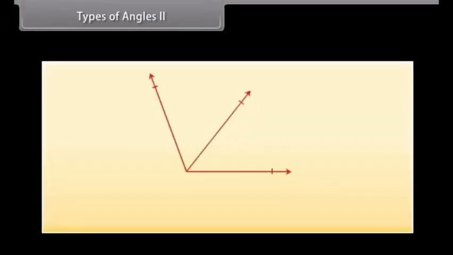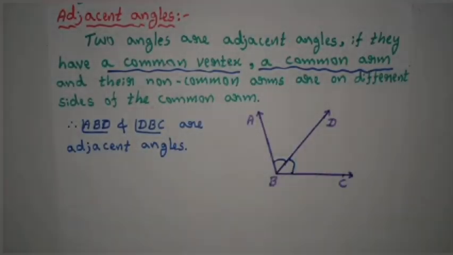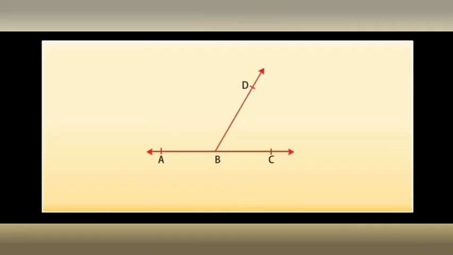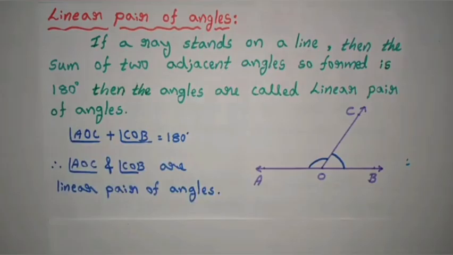Another question for you. What do we call those angles that have a common vertex, a common arm, and their non-common arms are on different sides of the common arm? They are called adjacent angles. So we can see the definition of adjacent angles given here. If the non-common arms BA and BC form a line, then it will look like this. Then the angles ABD and DBC are called a linear pair of angles. So we can see the definition of linear pair of angles given below.